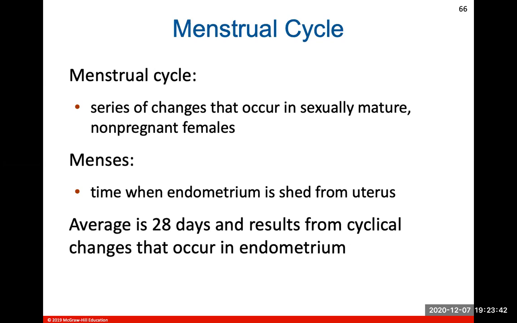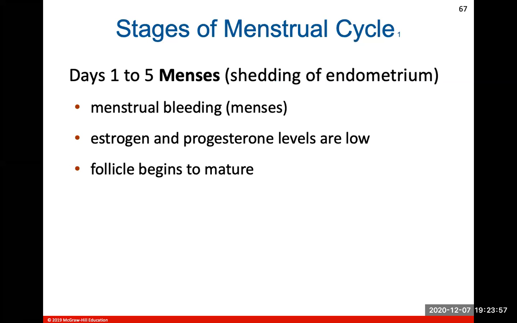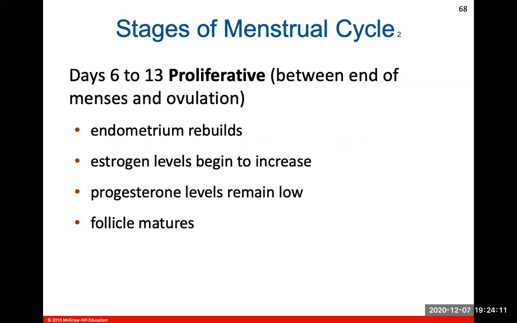The menstrual cycle is a series of changes that occurs in mature non-pregnant females. Menses is the time when endometrium is shed from the uterus, and the average cycle is about 28 days and results from cyclical changes that occur in the endometrium. So here are the stages of the menstrual cycle. Days 1 to 5 are menses, the shedding of that inner endometrium layer. This is menstrual bleeding. Estrogen and progesterone levels are low. The follicle will begin to mature at this point.